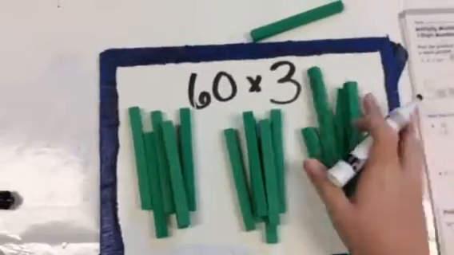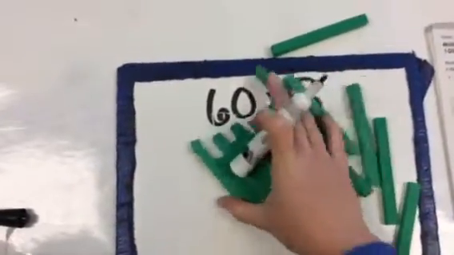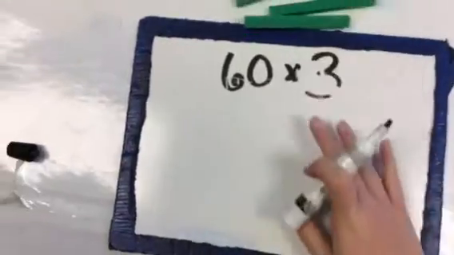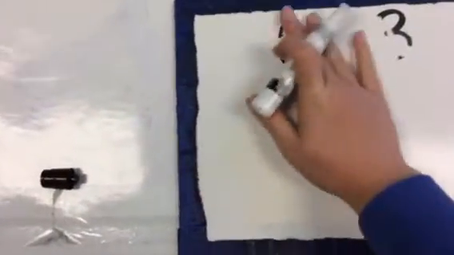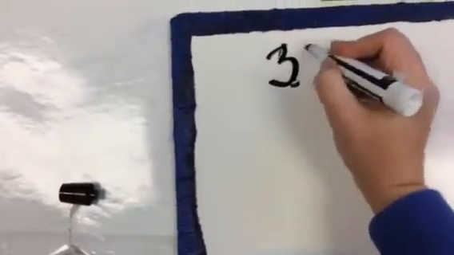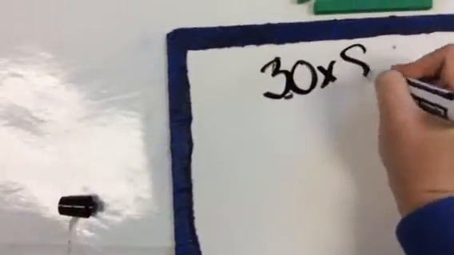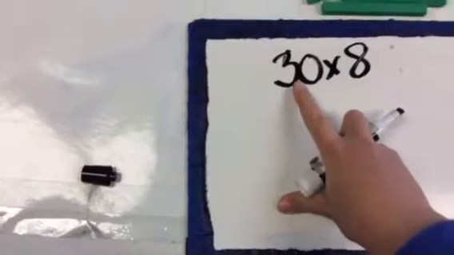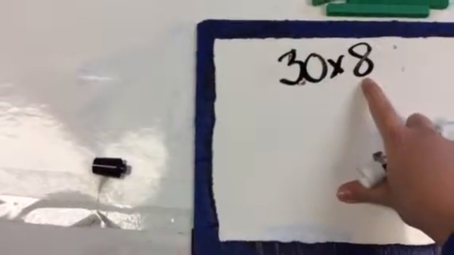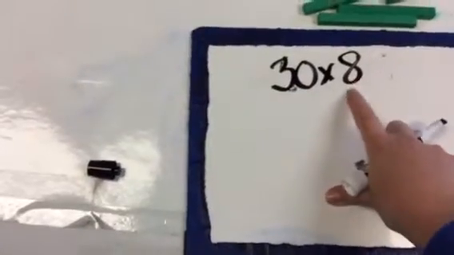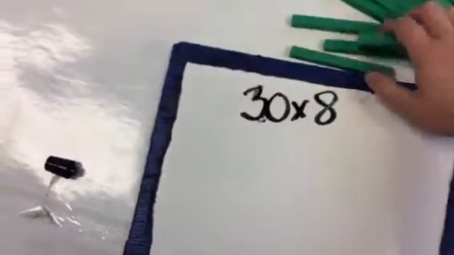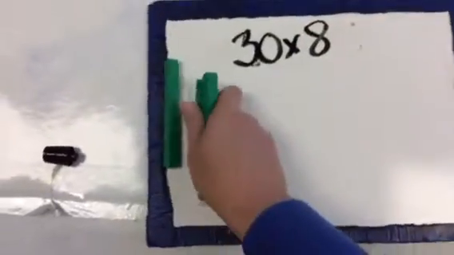Let's try another one. I'm going to put these up here to the side, and we'll try a new problem. Let's try 30 times 8. So if I erase this really quick, and I do 30 times 8. I could make 30 groups, and put 8 in each group, but that's going to take me a long time. So instead, I'm going to make 8 groups with 30 in each. So I need 10, 20, 30.